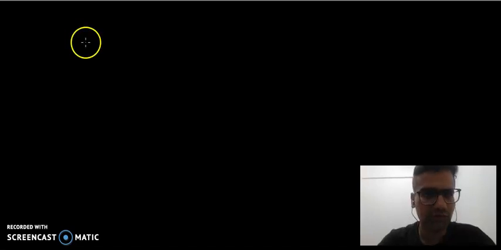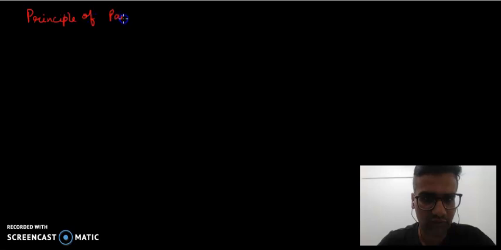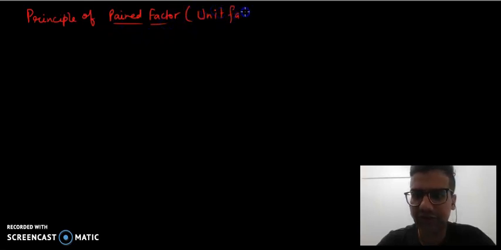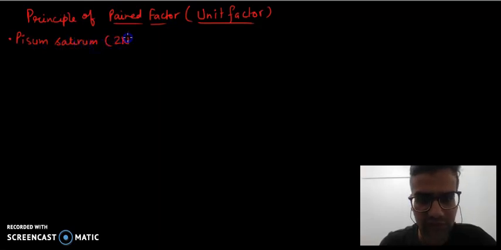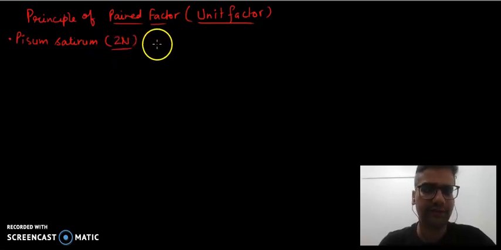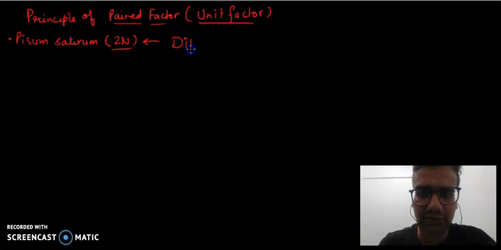So according to the principle of paired factor, these factors were called as unit factor by Mendel. So Mendel called them unit factor. If we talk about the plant, Pisum sativum is a diploid plant. We represent a diploid plant by 2n.